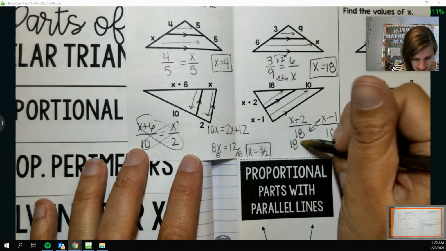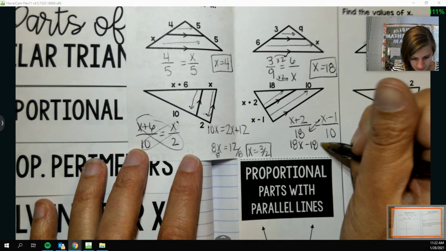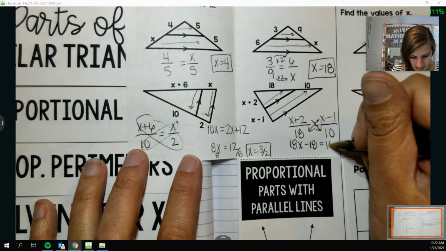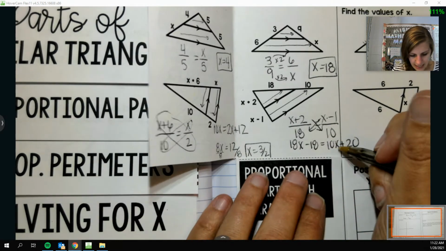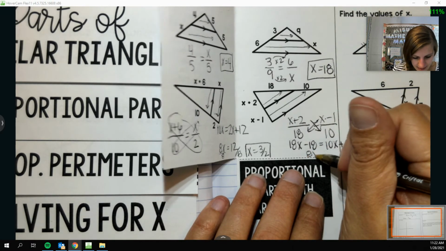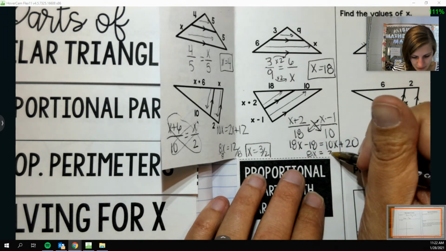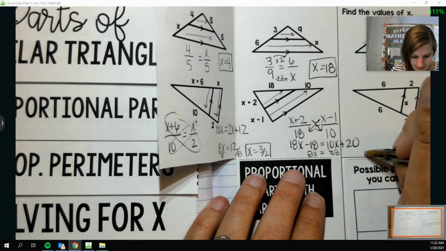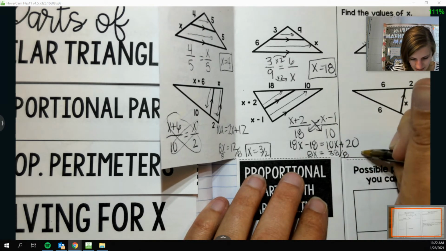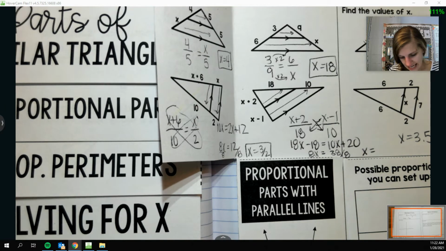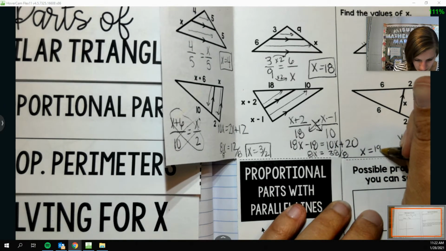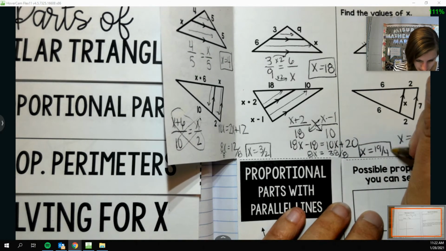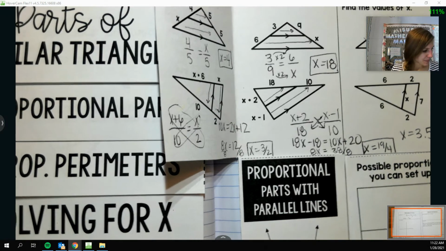So 18x minus 18 equals 10x plus 20. I would subtract the 10x, so 8x, and add the 18, so 38. And then divide by 8 and reduce, 2 goes into both, to get that x is 19 over 4. Bang-a-ring. There you go. Okay.